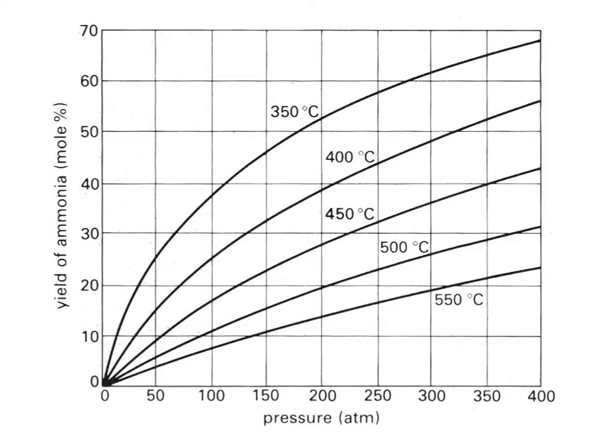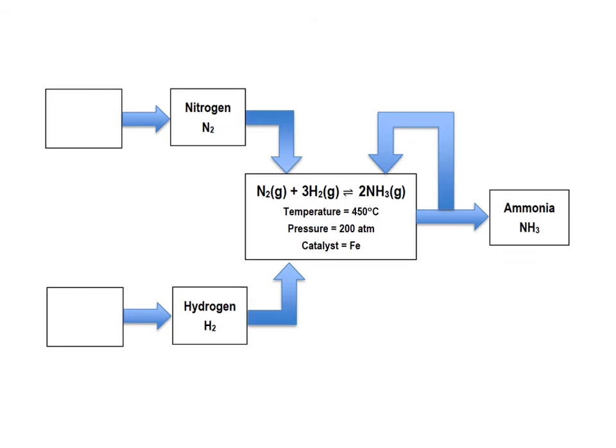So this graph gives us an idea of how yield is affected depending on the temperature and depending on the pressure. So you can see that the highest line, where we get the maximum yield on this, is with the lowest temperature out of all of those graphs, but also at the highest pressure too. So now we can get a better idea of what actually happens in industry.